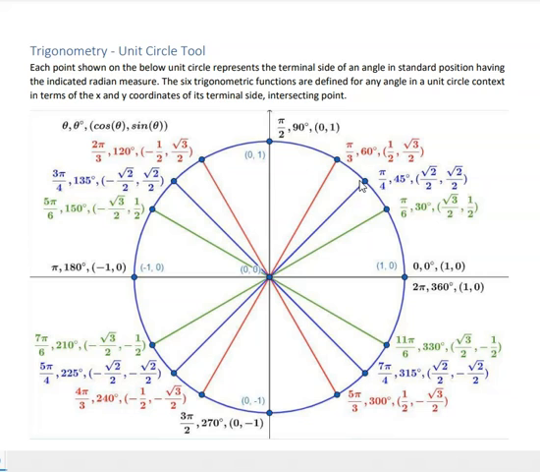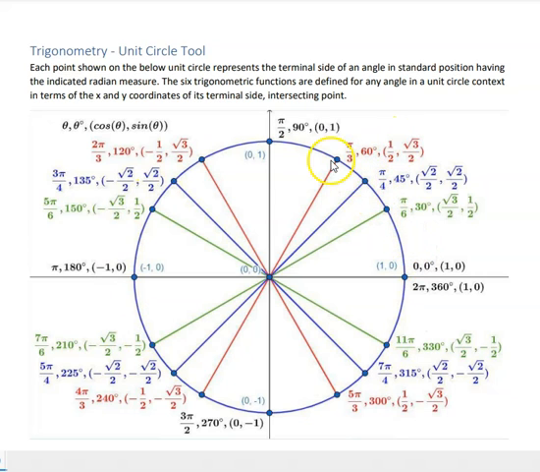And it's important to understand that on a unit circle like this, the x and y coordinates are the cosine of theta and the sine of theta. So for example here, for pi over 6, the cosine is the square root of 3 over 2, and the sine is 1/2. Very quick way to see relationships.